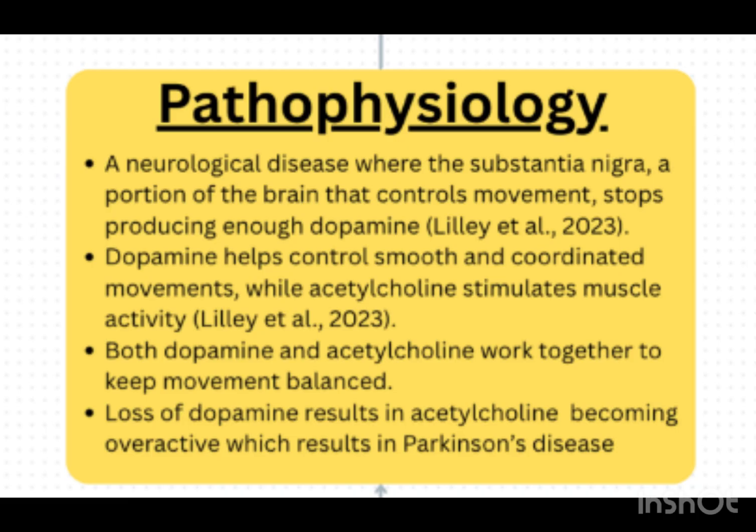So, what's Parkinson's? Parkinson's is a neurological disease where a portion of the brain called the substantia nigra stops producing enough dopamine. What dopamine does is control smooth and coordinated movements. And it works together with another neurotransmitter called acetylcholine, which stimulates muscle activity. So when they work together, they keep the movements balanced.